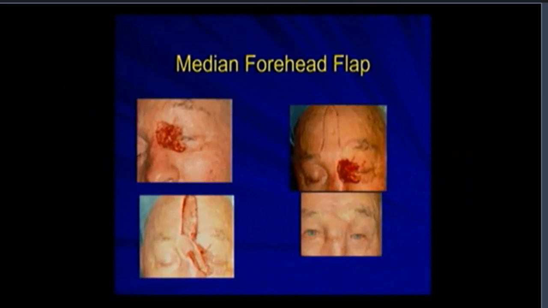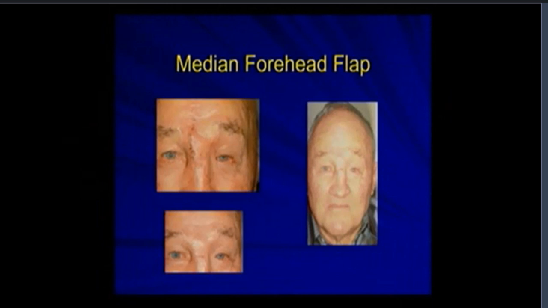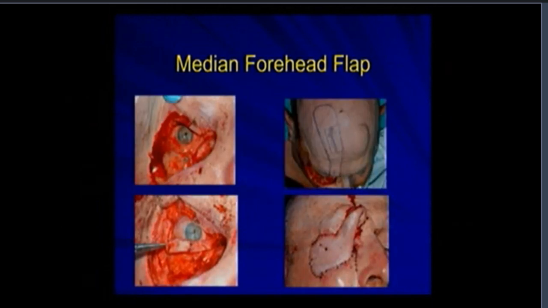If the defect is bigger, you can go for a median forehead flap, so you involve more dissection and borrowing more tissue to cover the defect, like in this patient. If it's so big, you need to have a bigger flap, and this can extend to the scalp too.